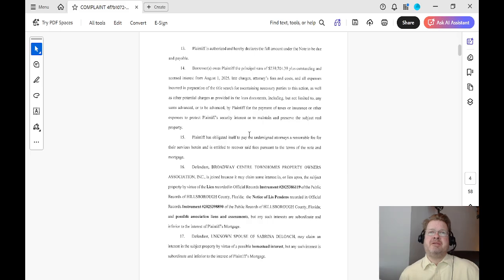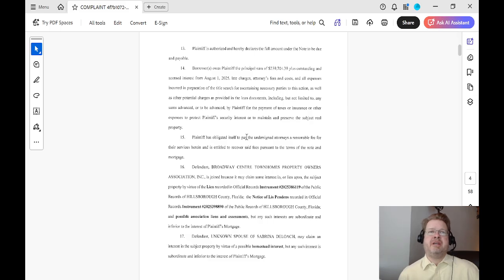Paragraph 15 refers to what we call the attorney fee allegation. Plaintiff has obligated itself to pay the undersigned attorneys a reasonable fee for their services herein and is entitled to recover said fees pursuant to the terms of the note and mortgage. So this is very interesting because it implies, excuse me, that the recovery is based on the contract. It's not based on any other law.